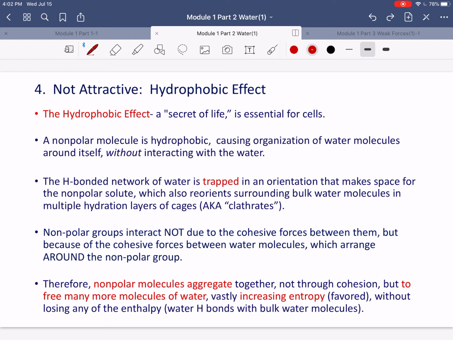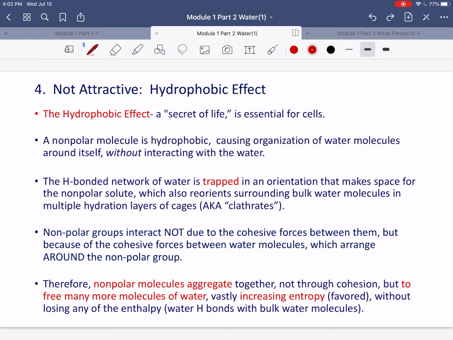Okay, so that's what this slide is talking about. It's talking about organizing the hydrogen bond network of water into this trapped orientation. That's not energetically favored. Okay, so it's going to minimize the amount of trapped water by pushing all of those oil droplets together, so it only has one larger oil droplet, but you still have to organize fewer water molecules. Okay, those are the clathrates that are organized shell after shell after shell around the nonpolar group.